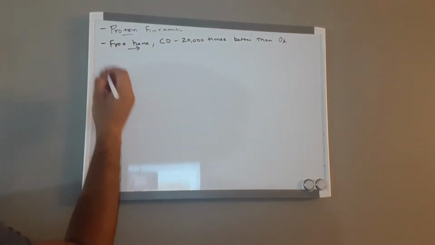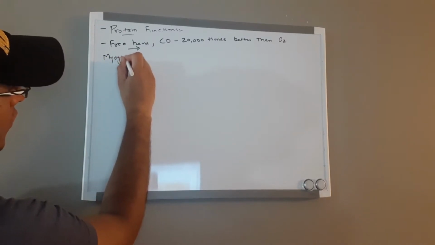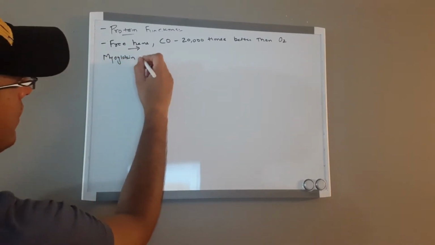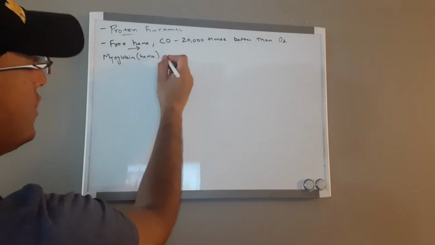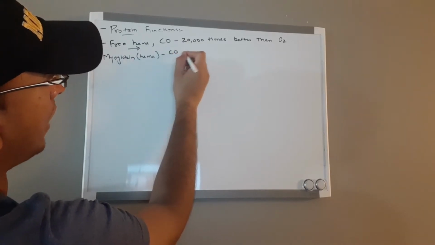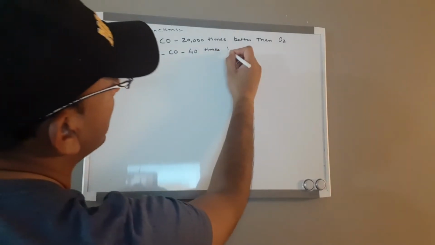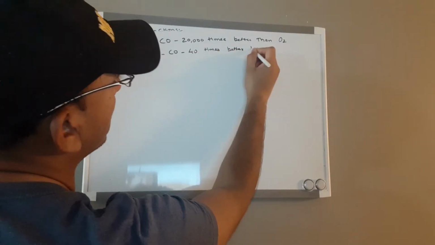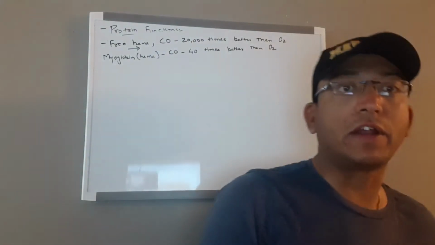But when the heme is bound in the myoglobin, right? So for myoglobin, heme is in the center, right? So the affinity decreases, so the carbon monoxide will bind 40 times better than oxygen. So that will be decreased.